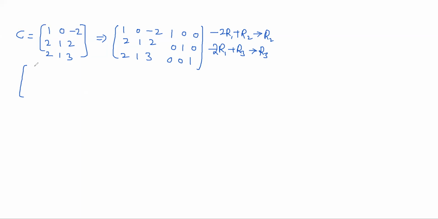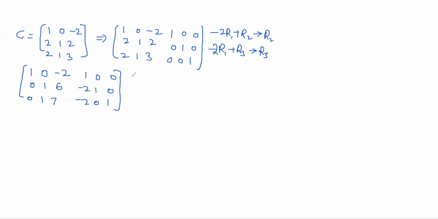Okay, so in this way, what we get is 1 0 minus 2 and 1 0 0, and then 0 1 6 minus 2 1 0, and then I will get 0 1 7 minus 2 0 1. Okay, so you can check the calculations if it is correct or not. So the next step is to make this as 0. This 1 as 0, because this is already 1.